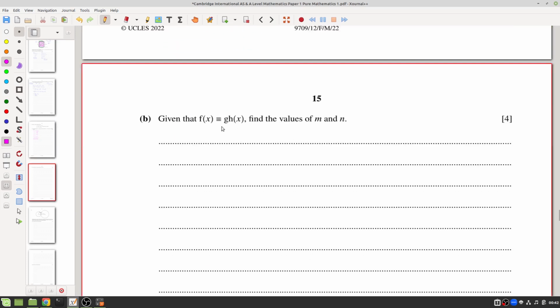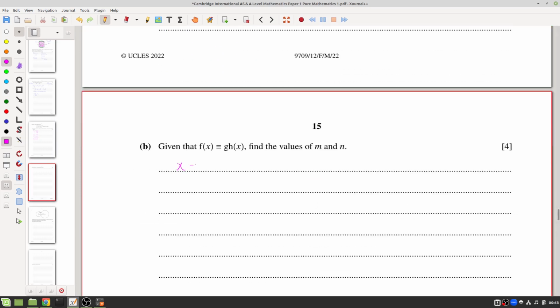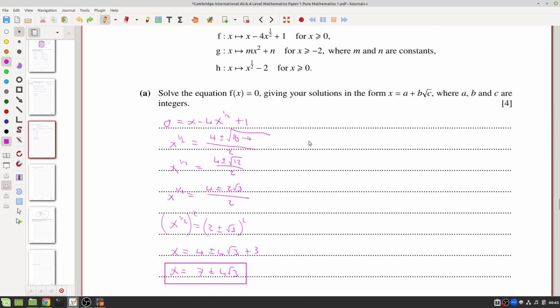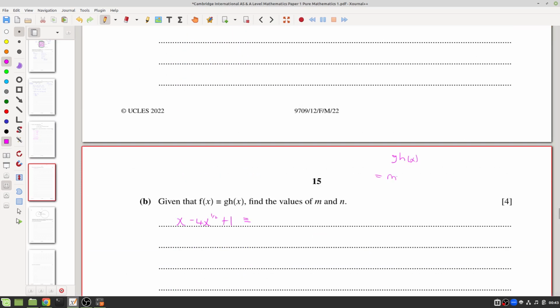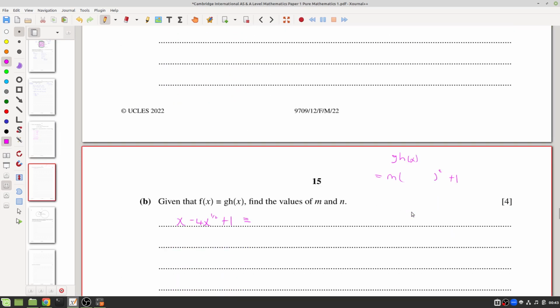Now given that f of x is identical to gh of x, f of x was x minus 4x to the power half plus 1, and that is identical to gh of x. So gh of x is when we put h into g. g is just mx squared plus 1, and now here we put in h of x, which is x to the power half minus 2.